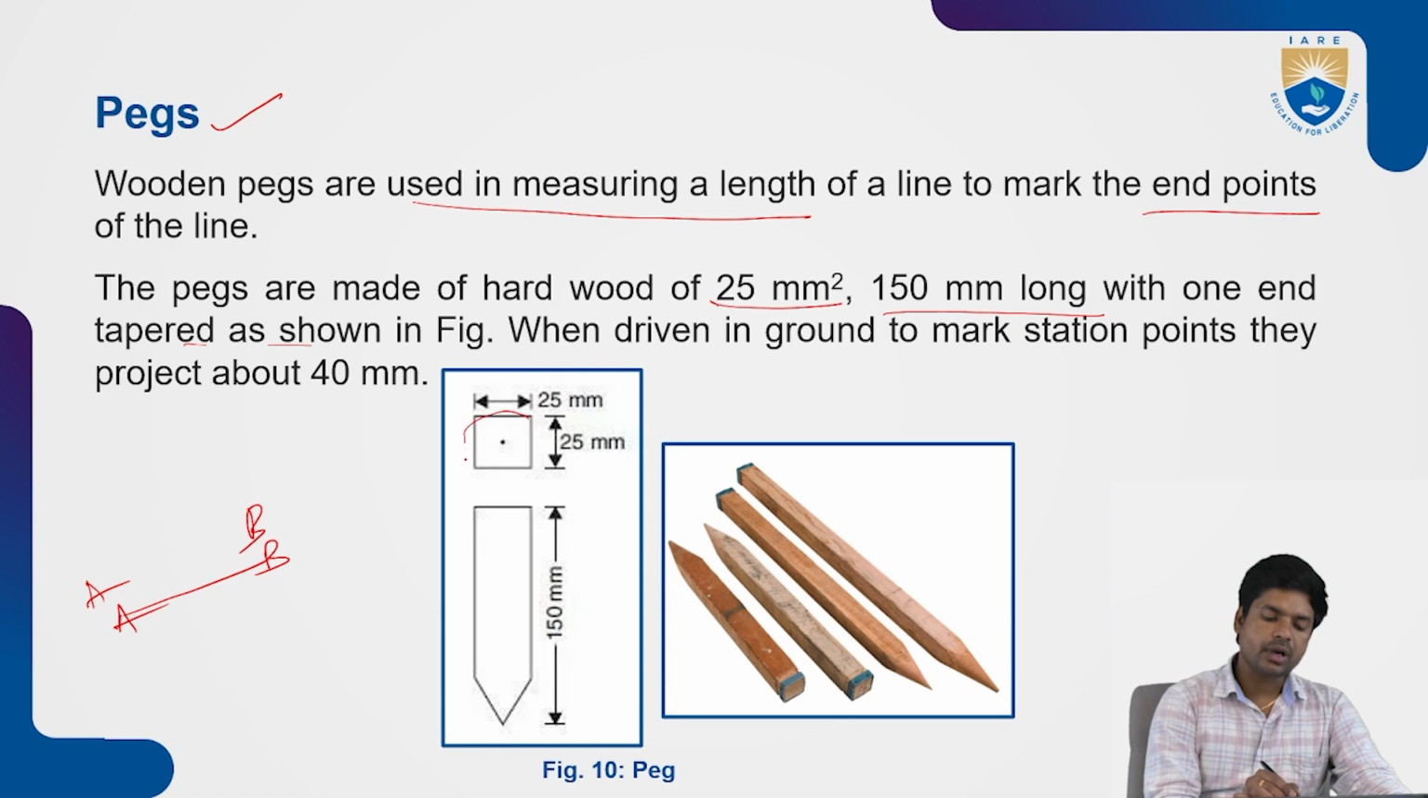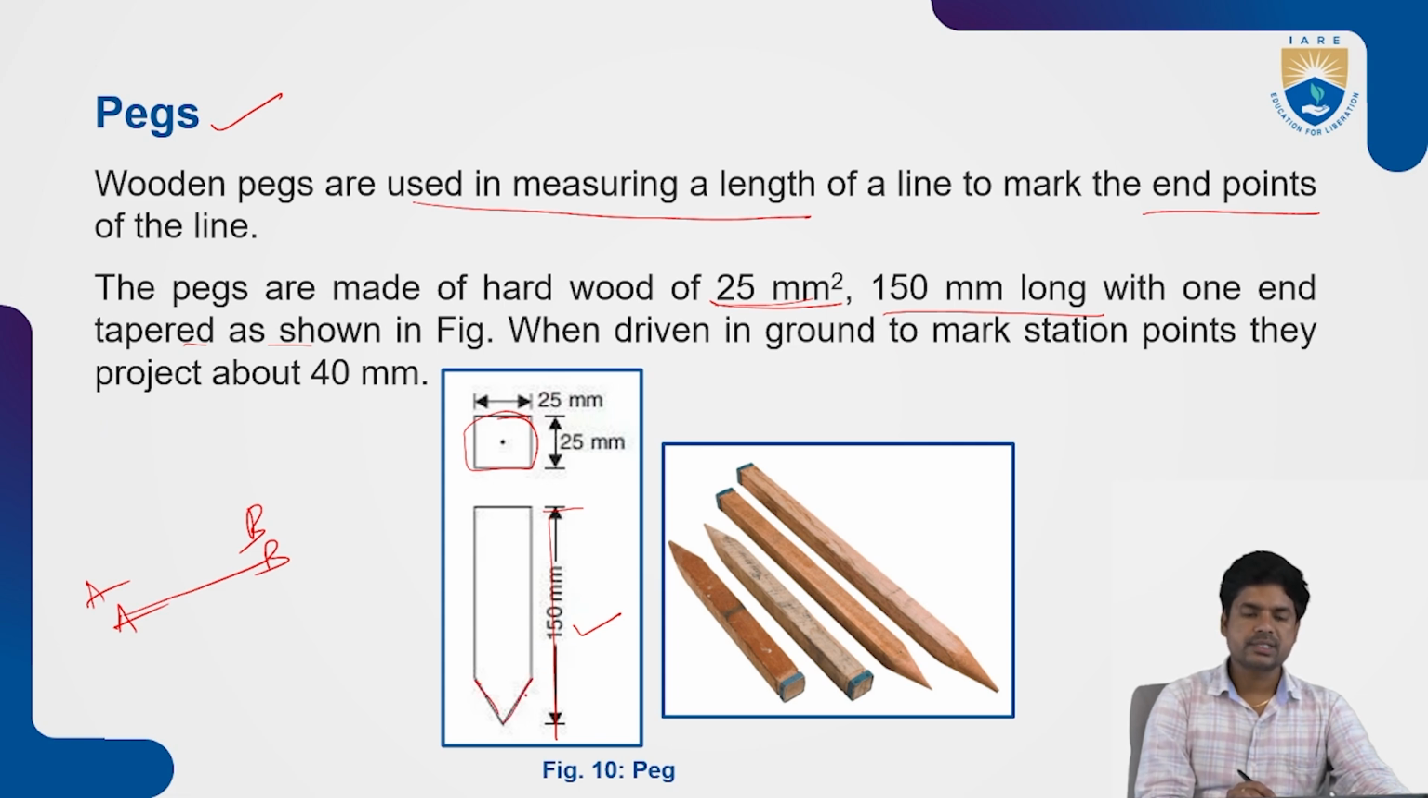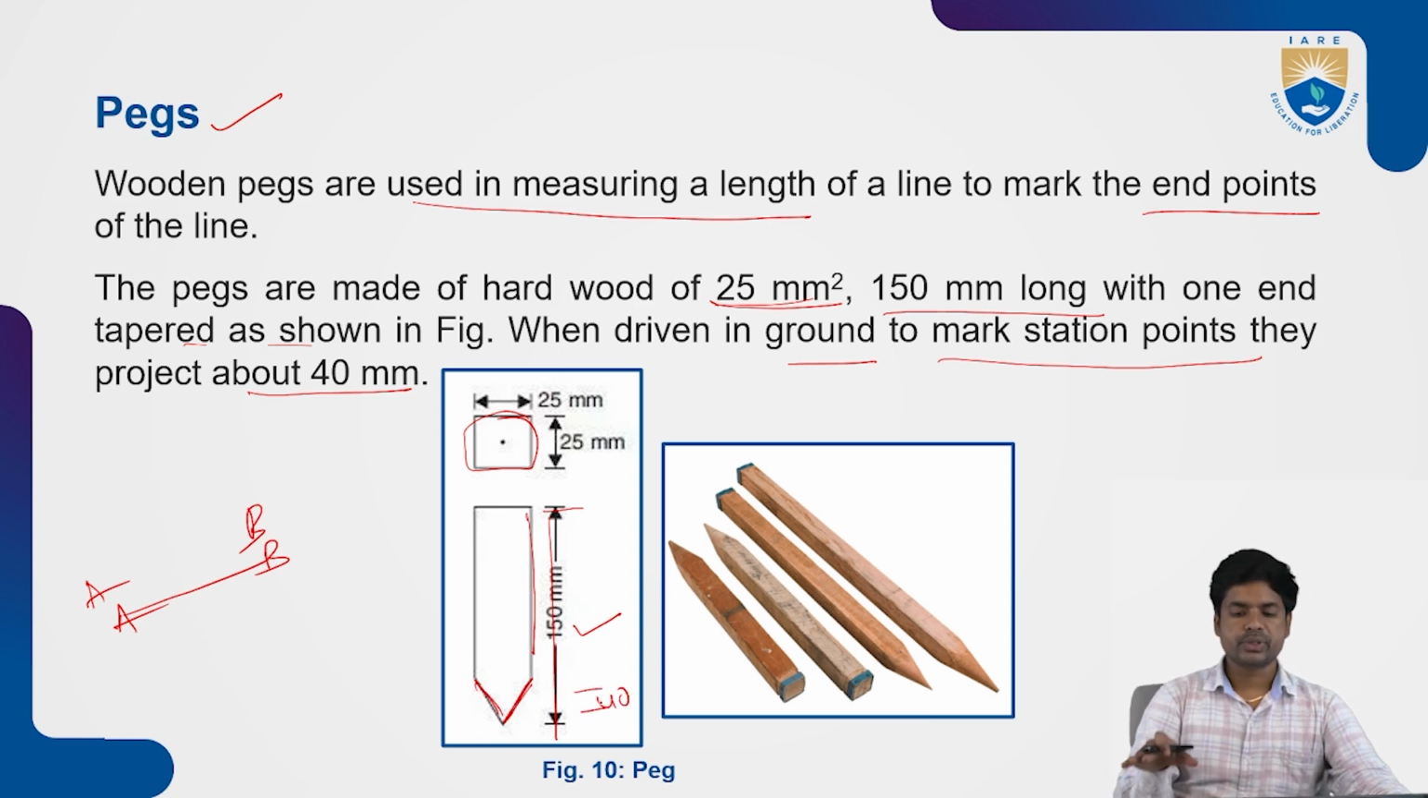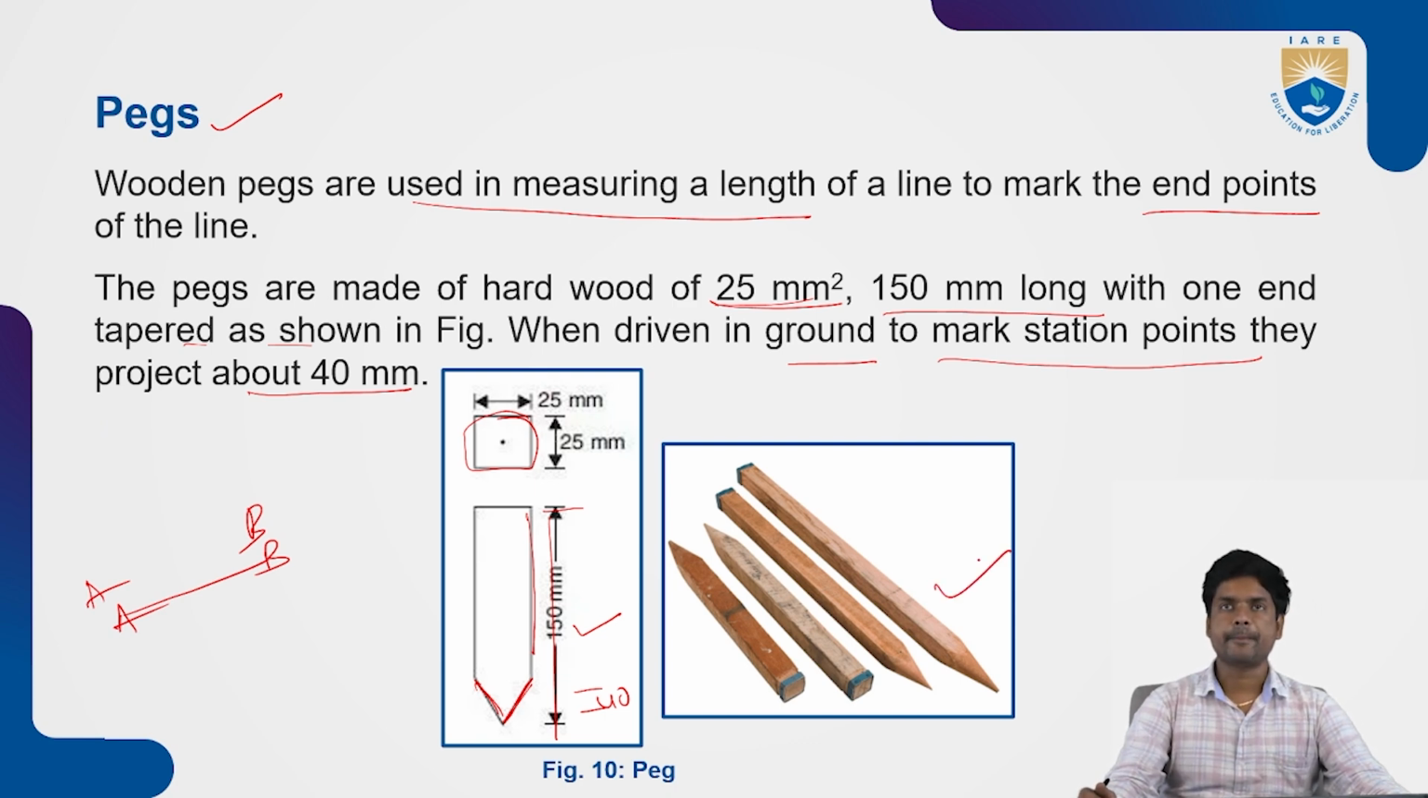The cross section of this wooden peg is around 25 mm square, and the total length is 150 mm. One end is sharpened, tapered, to place the wooden peg on the ground. When this peg is driven into the ground to mark the station points, it projects about 40 mm above the ground. You can see the image of the wooden peg.